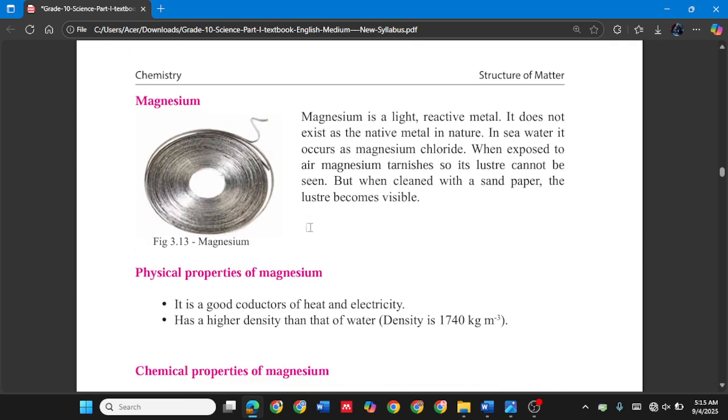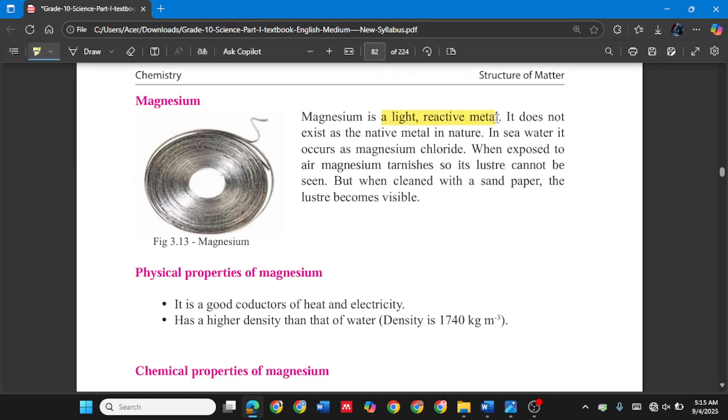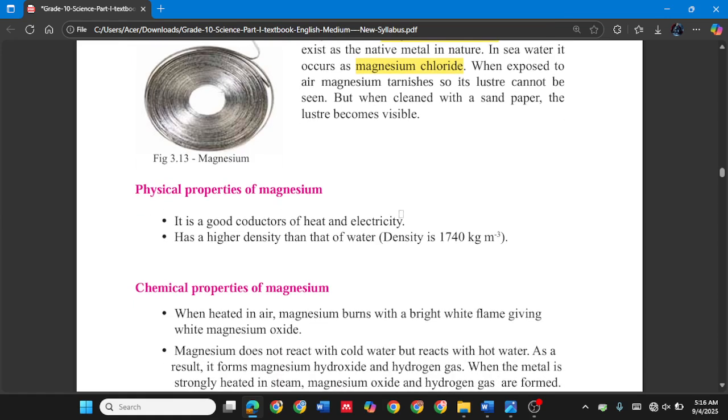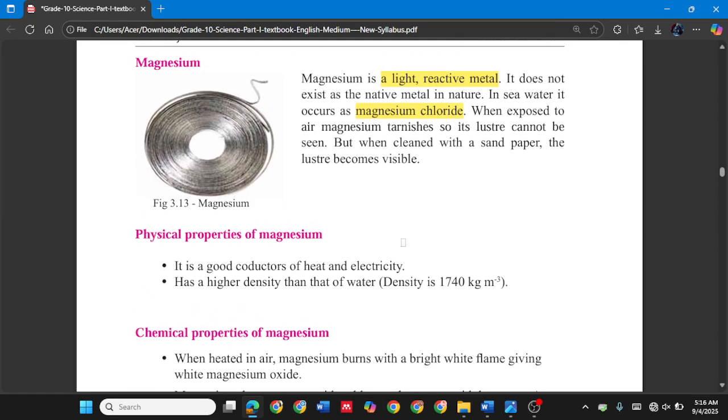Okay, then we come to magnesium. Magnesium is a light reactive metal. It does not exist as a native metal in nature. In seawater, it occurs as what? The same as sodium chloride. This also exists as magnesium chloride in seawater. When exposed to air, magnesium tarnishes, so the luster cannot be seen. But when cleaned with sandpaper, the luster becomes visible.